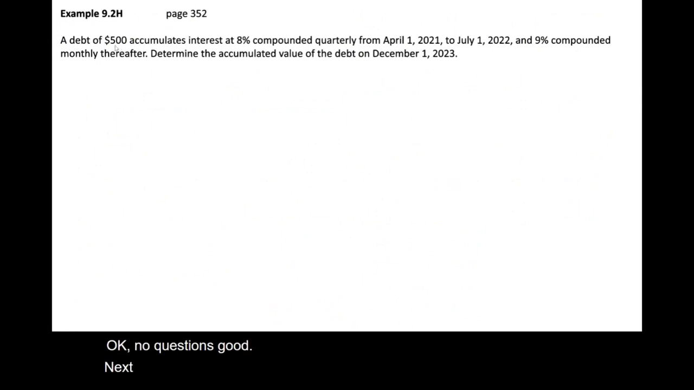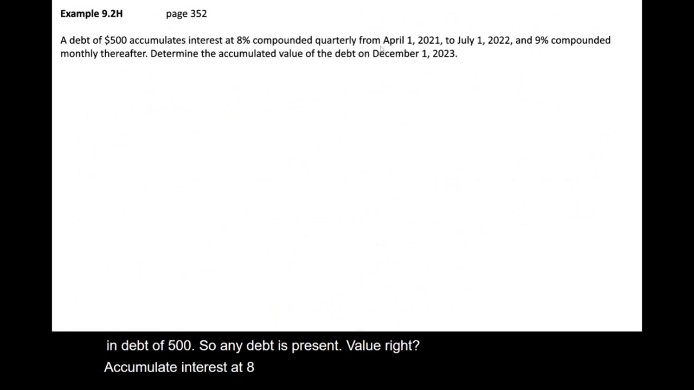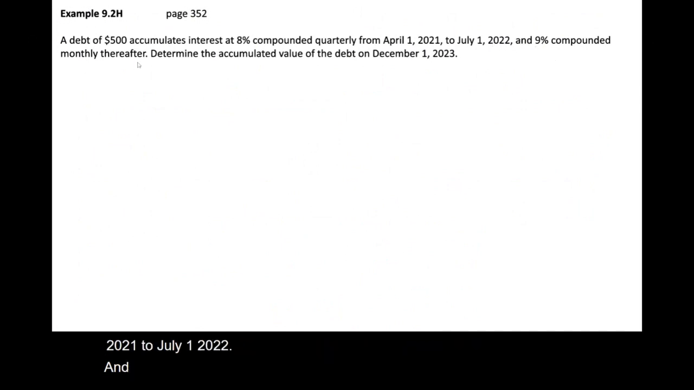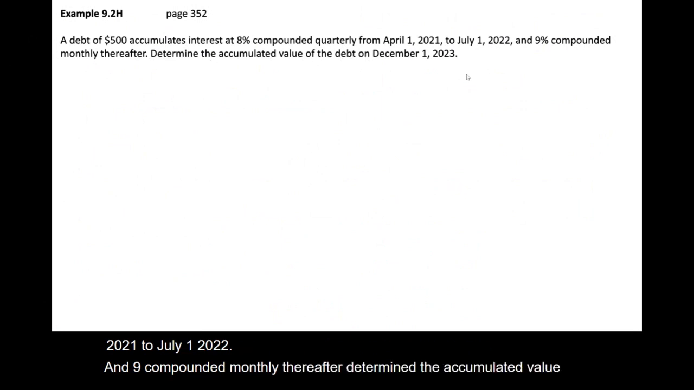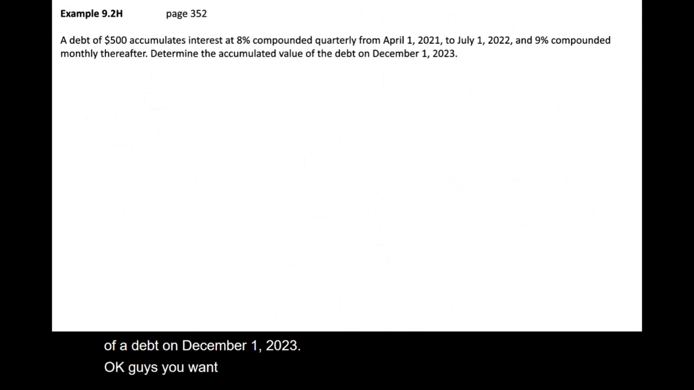Next, a debt of 500. So any debt is present value, right? Accumulate interest at 8% compounded quarterly from April 1, 2021 to July 1, 2022, and 9% compounded monthly thereafter. Determine the accumulated value of the debt on December 1, 2023. Okay, guys, you want to have a few minutes to do it? Okay, so let's say 3 minutes. Go ahead, do it.